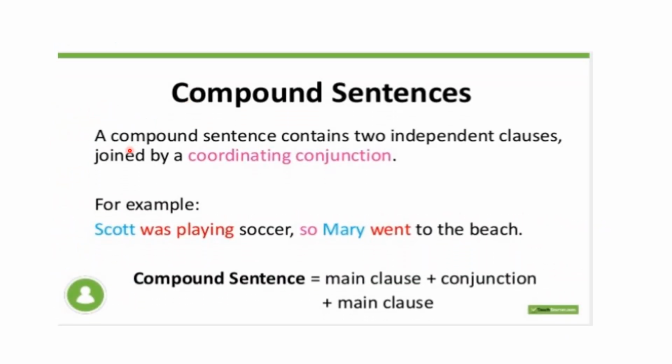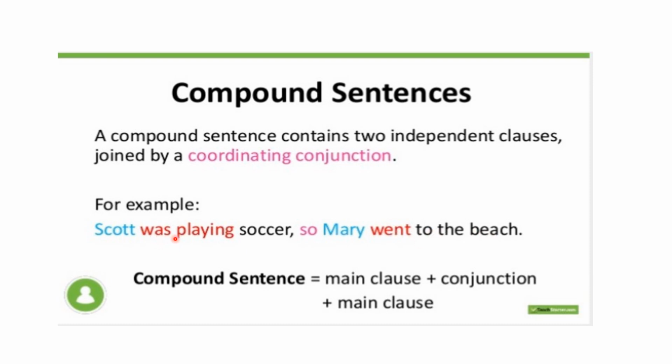Compound sentences. A compound sentence consists of two independent clauses joined by a coordinating conjunction. Look at the following example.